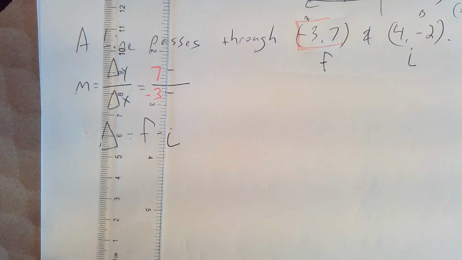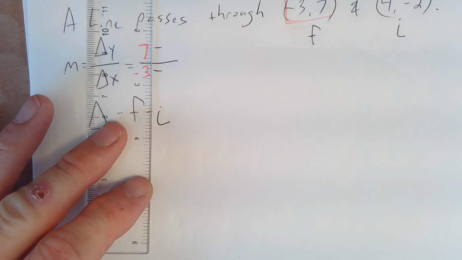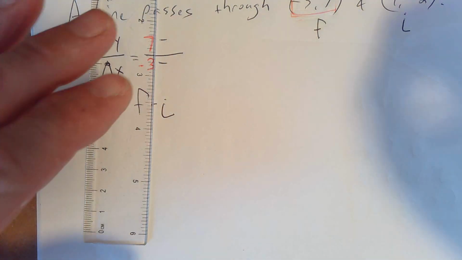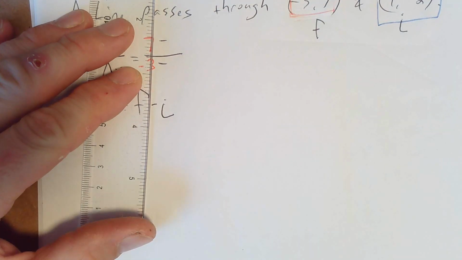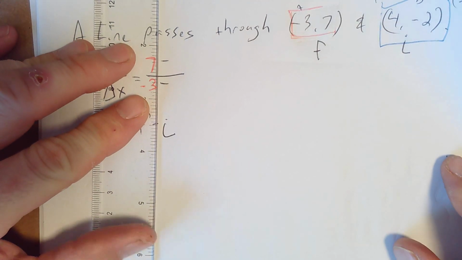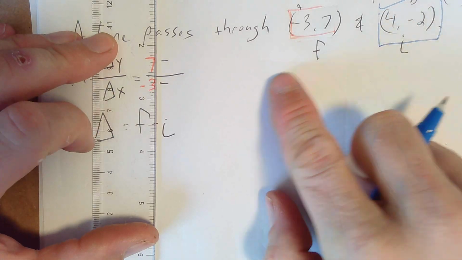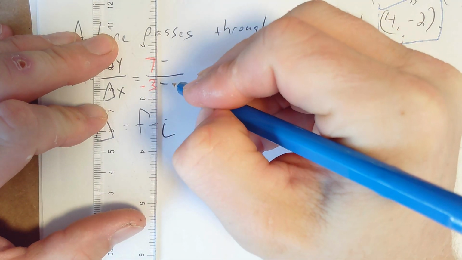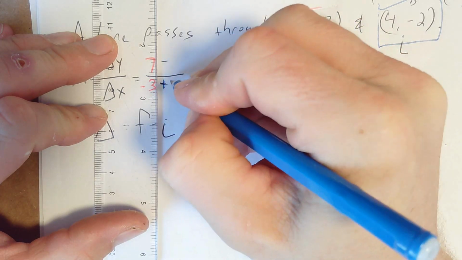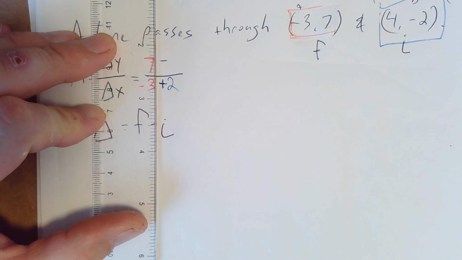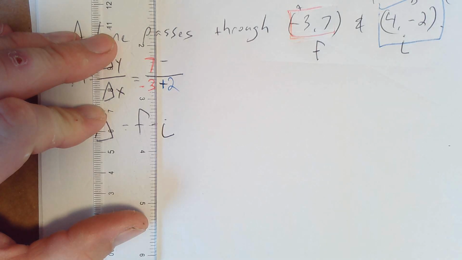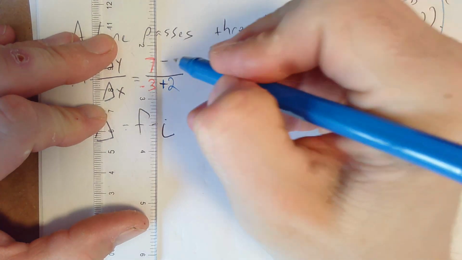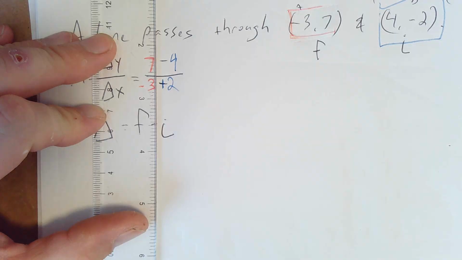Final minus initial. Now blue is going to be my initials. My initial x goes on the bottom, so it's going to be minus a minus 2, which is a plus 2. And then I'm going to have a minus a 4, which is on top.